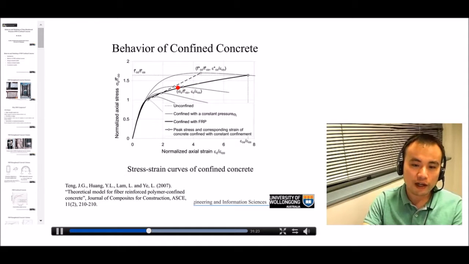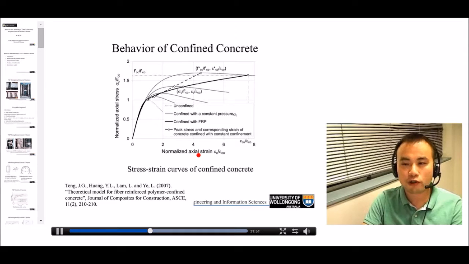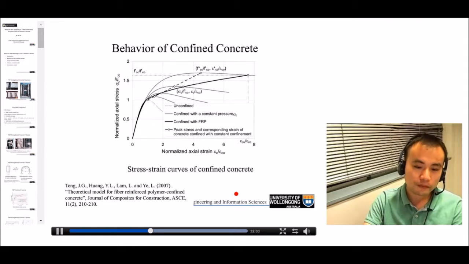And if you take a further look at this intersection point, you may notice that it is not necessarily the peak point of an actively confined concrete, which is this point. The intersection point is normally lower than the peak point of actively confined concrete. So this explains why for FRP-confined concrete, in the design model, we choose a factor of 3.3, which is lower than the normal factor for actively confined concrete, for example, 4.1 in Richart's model.